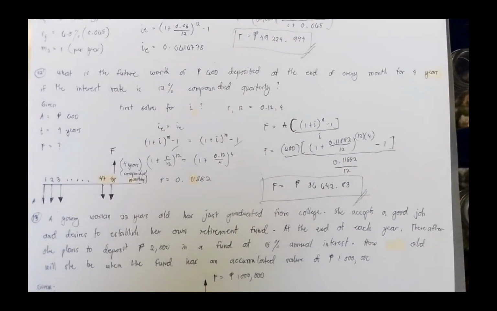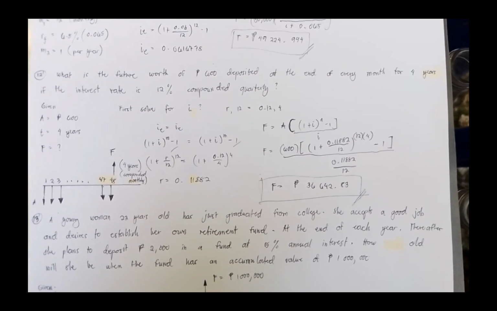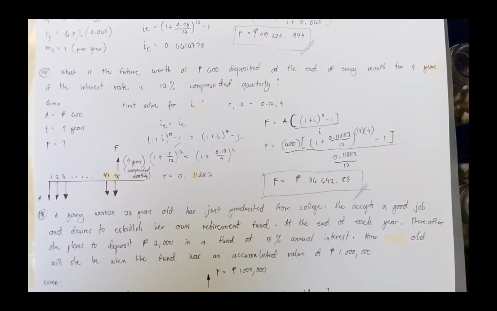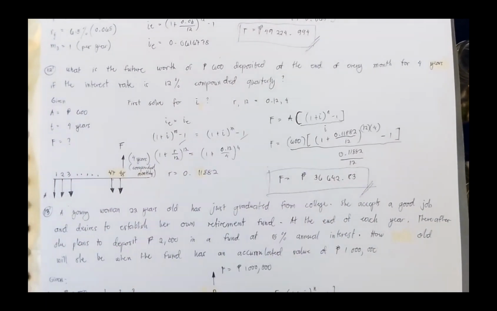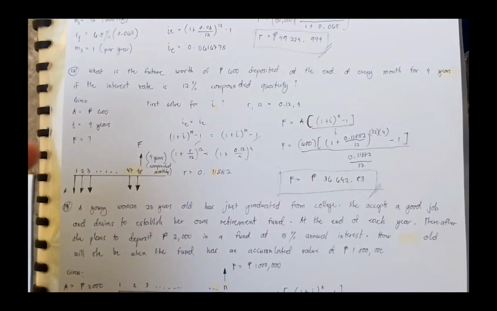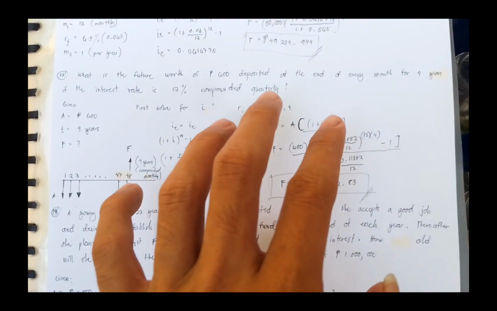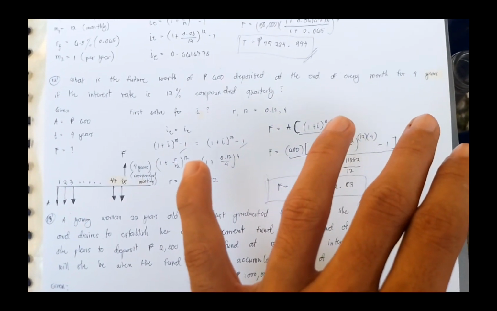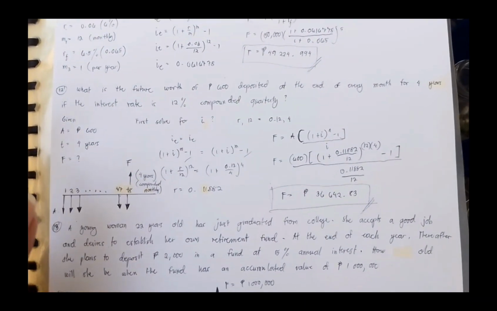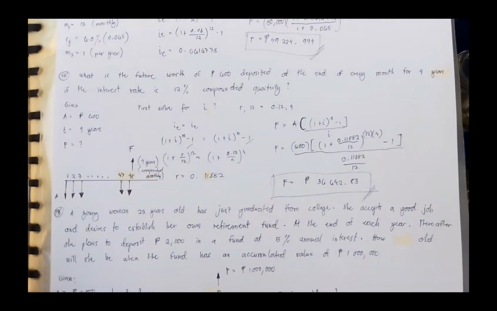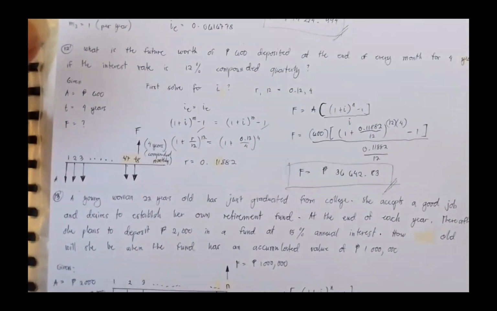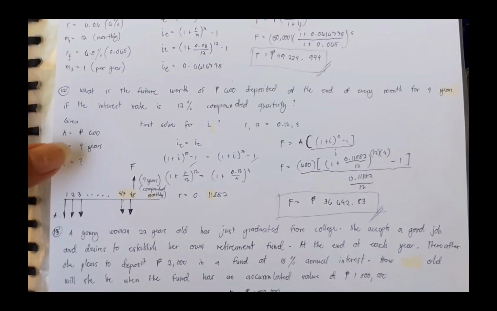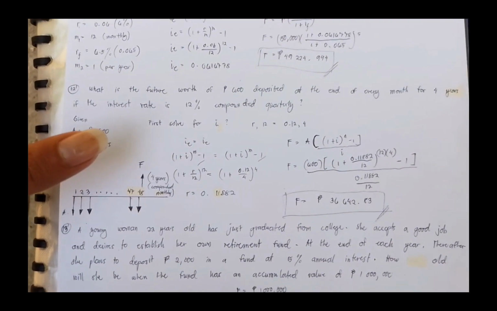So number 12. What is the future worth of 600 pesos deposited at the end of every month for 4 years, if the interest rate is 12% compounded quarterly? So, at the end of every month for 4 years, it's simply an ordinary annuity. So identify the given: 600, then T is equal to 4 years, interest rate.